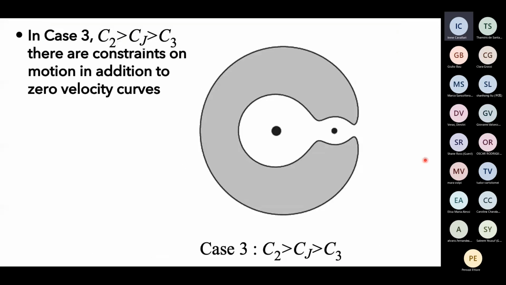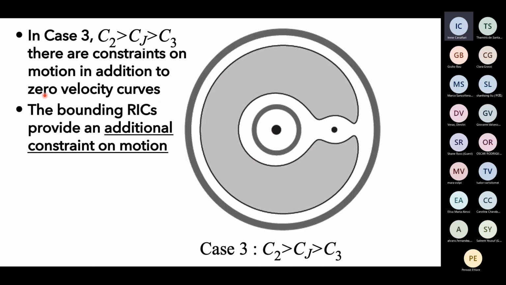So if we look back again now at case 3, and I'm writing in terms of Jacobi constant, the main thing is that the Hill's region has opened up, so now there's a bottleneck around L1 and L2. The only constraints we've dealt with so far are these zero velocity curves, but of course there's other things in phase space that might block. So these bounding rotationally invariant curves, or RICs, provide an additional constraint on the motion.